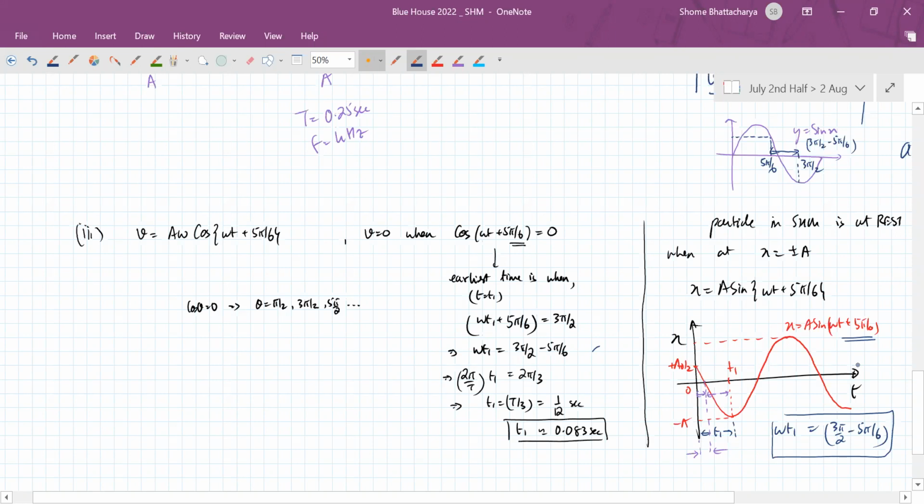Now, similarly, you have to determine the earliest time when its acceleration is 0. That is also actually right there in the graph in front of you. You have to just identify it. So earliest when its acceleration is 0. This was the earliest when its speed was 0. So this T1 is the earliest time, which you've written here, and the value is 1/3 of a time period or 1/12 of a second.